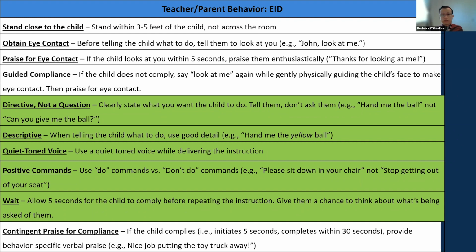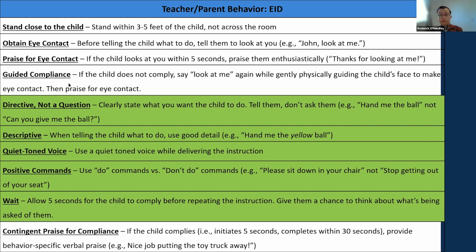Guided compliance: if a kid doesn't look at you, you say, "Hey, John, look at me." They don't look at you after waiting 5 seconds. I would usually encourage parents to maybe gently guide the kid's chin in the direction of your eyesight. With teachers, though, the idea of putting hands on kids is always, to me, sort of a problem, even with parents in some cases.